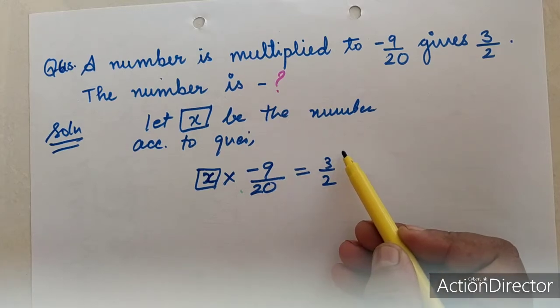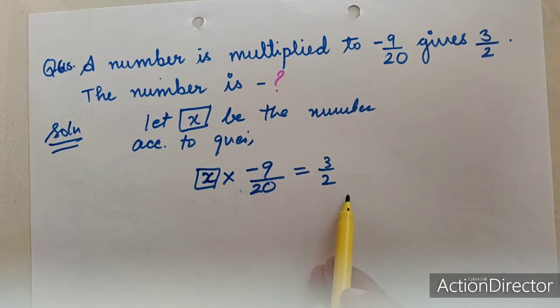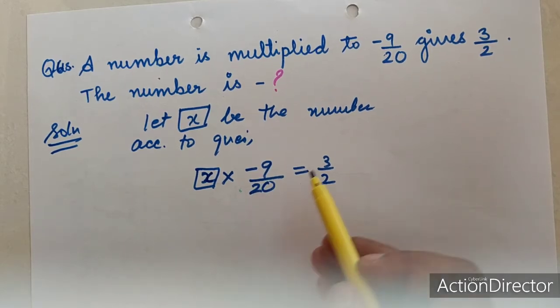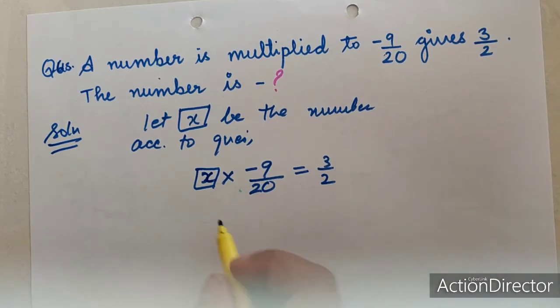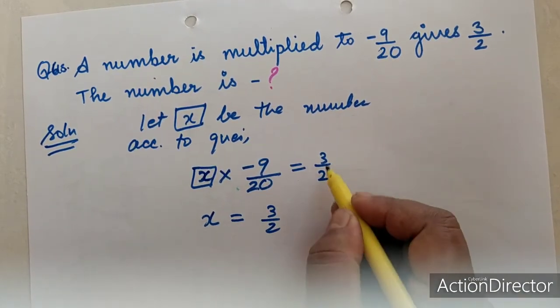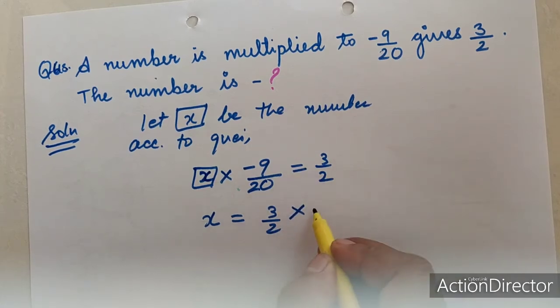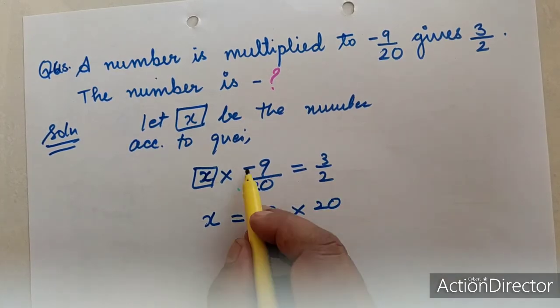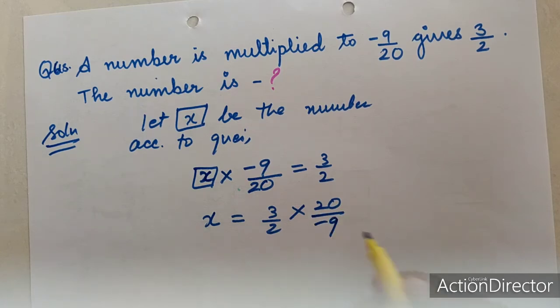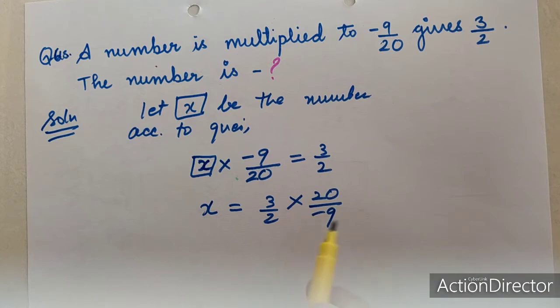change the number. When you shift the number to the other side, the numerator becomes the denominator on the other side and the denominator becomes the numerator on the other side. So we are going to write x is equal to, first you have to copy down 3 by 2 as it is, then do the multiplication. This 20 will go to the right side and this minus 9 will come at the denominator. If it is possible to reduce into lowest form, here you can, and after that you have to multiply.